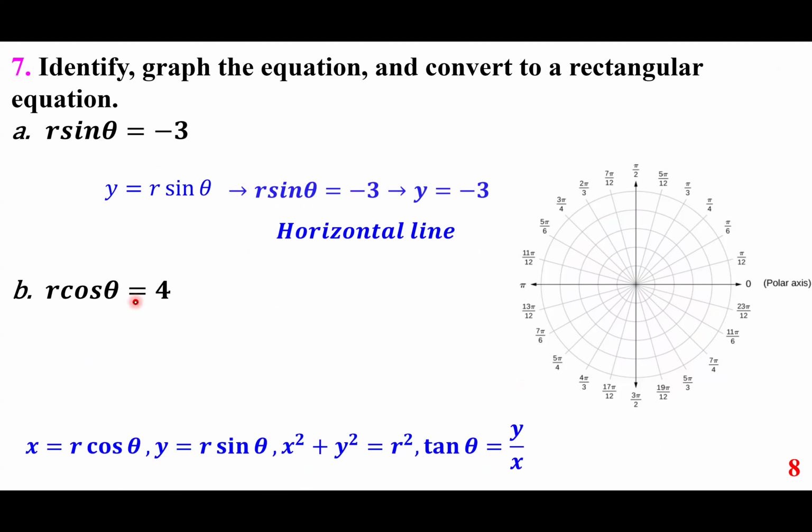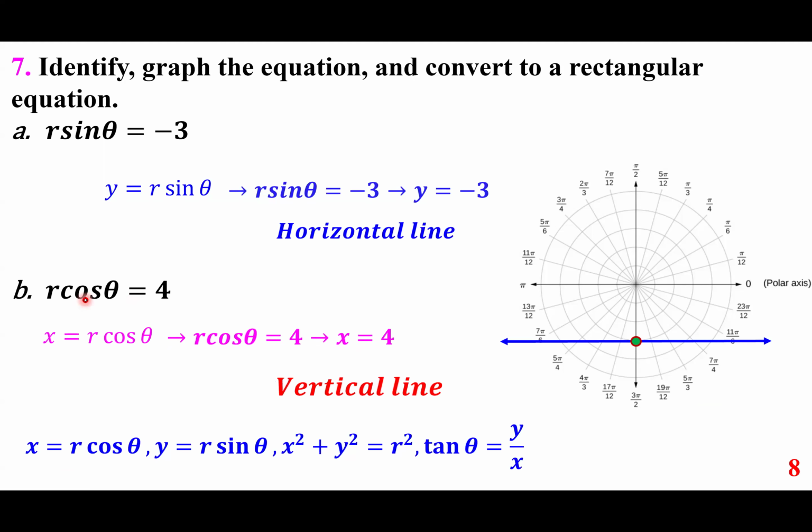So you locate 0, -3 as far as the rectangular coordinate system is concerned, and you draw a horizontal line. R cosine theta equals 4, that's x. So x equals 4 is a vertical line. You locate 4, 0 as a point, and you draw a vertical line.